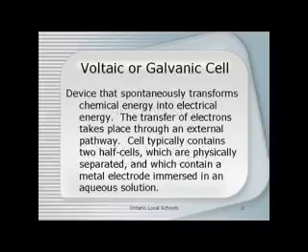Voltaic cells are also known as galvanic cells. It's a device that spontaneously transforms chemical energy into electrical energy. Transfer of electrons takes place through an external pathway. Cells typically contain two half cells which are physically separated and which contain a metal electrode immersed in an aqueous solution. And there's a word that you should be thinking about here because batteries are voltaic or galvanic cells.